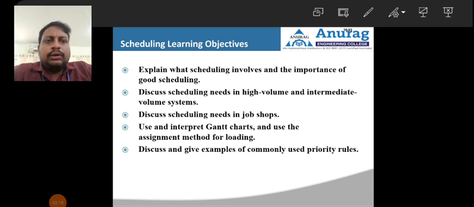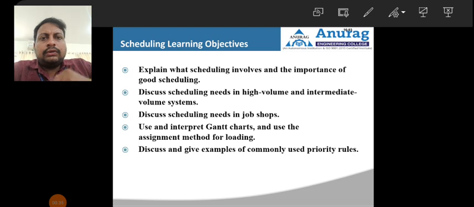So in the functions of the PPC, we have loading. In the prior planning, we have forecasting, product design, aggregate planning. After that, we have routing. Routing means we are giving the sequence of operations, the flow chart, the path flow.